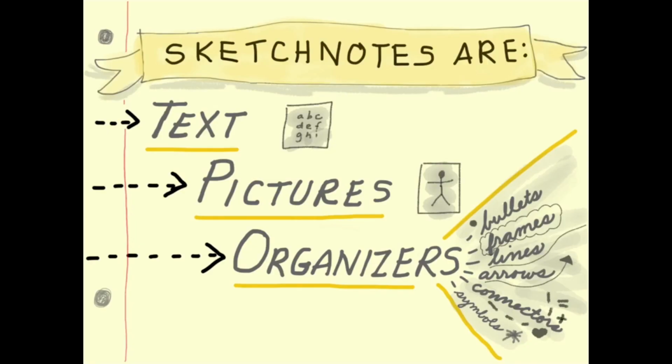Typically, they will include some kind of text, pictures to represent ideas, and then a variety of different organizers, which includes things like bullets and frames, lines, arrows, connectors, and all kinds of different symbols. And I'm going to share a little bit about each one of these elements of the sketch note.